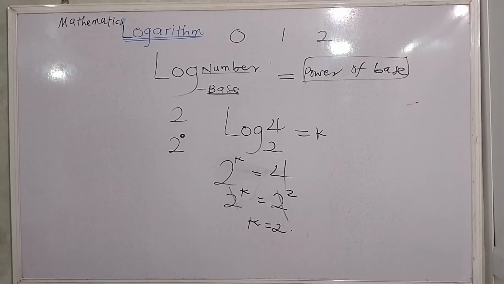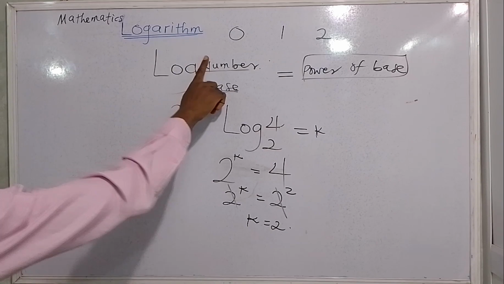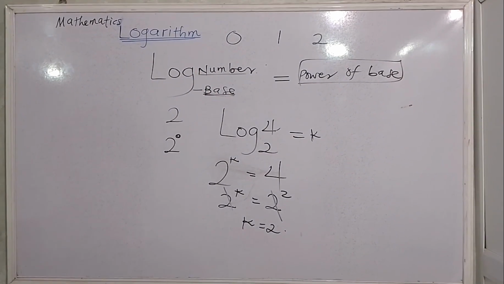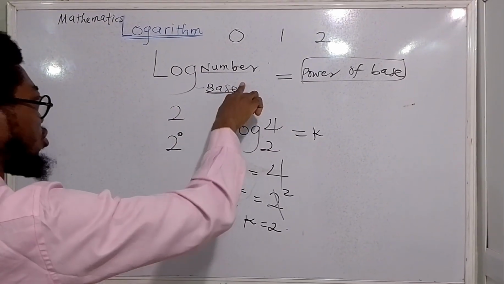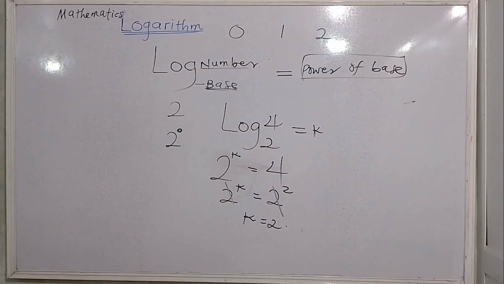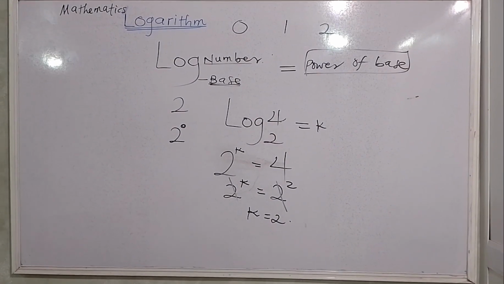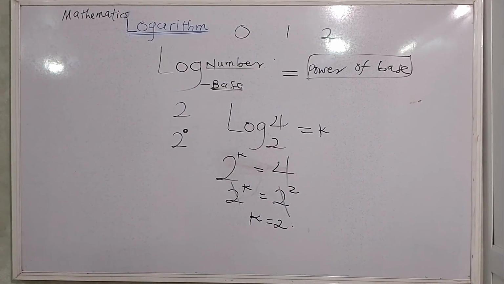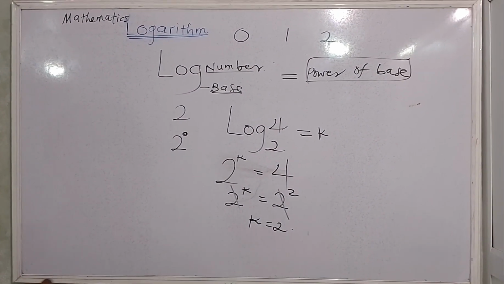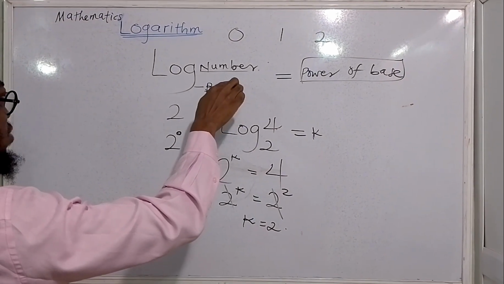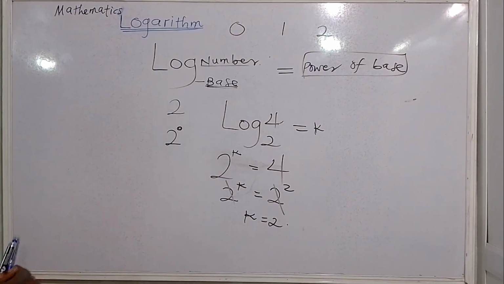So therefore, you can now write: we define logarithm of a number to a particular base to be the power to which the base must be raised to give the number. So if I ask you what is logarithm of a number to any given base, you tell me that the logarithm of a number to a particular base can be defined as the power to which the base must be raised to give the number.